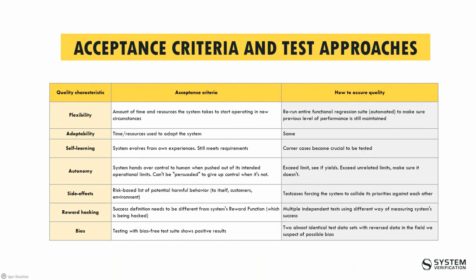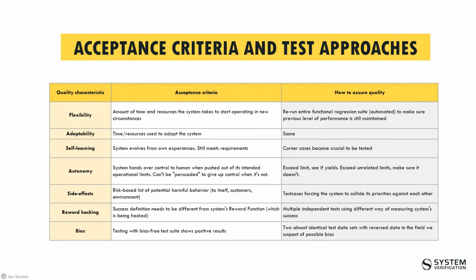Autonomy, again, the test cases for that kind of quality characteristic need to focus on exceeding the limits and seeing how the system behaves, whether it yields control back to the human, and if we do not exceed the limits, does it have the possibility to convince itself to give back the control while it shouldn't actually.